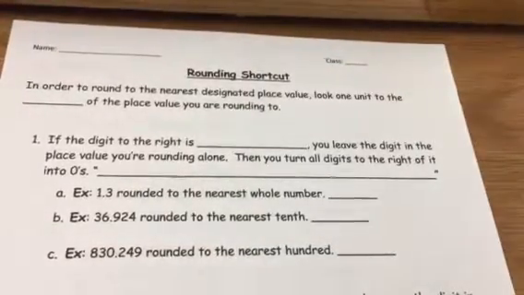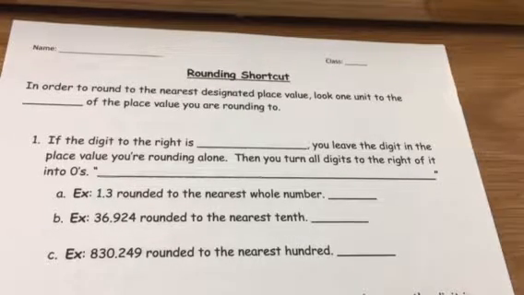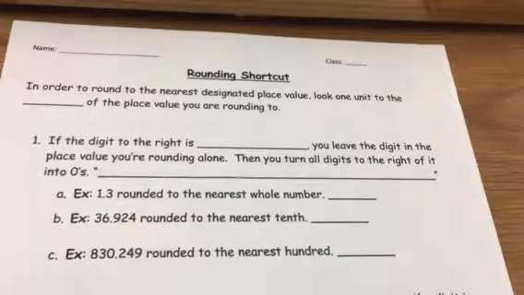Okay, now that we have a better understanding of what rounding means on a number line, that we're trying to find the nicest number or simpler number that's close to whatever number we're dealing with, let's go ahead and talk about a shortcut, because we don't necessarily need number lines to round our numbers. So let's go ahead and break it down.